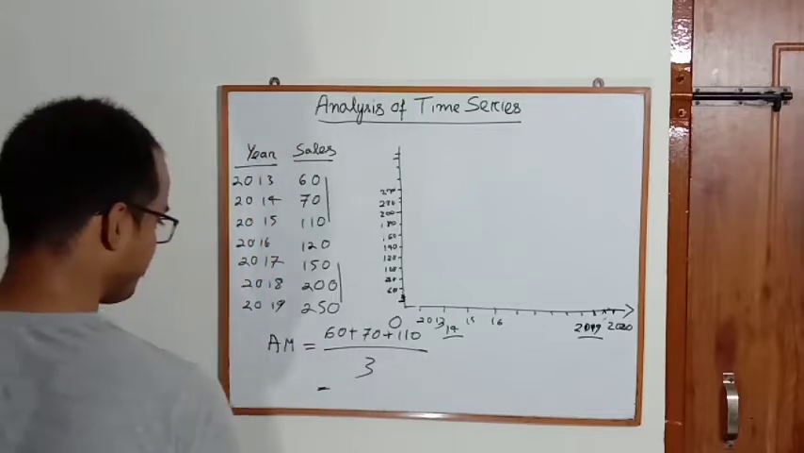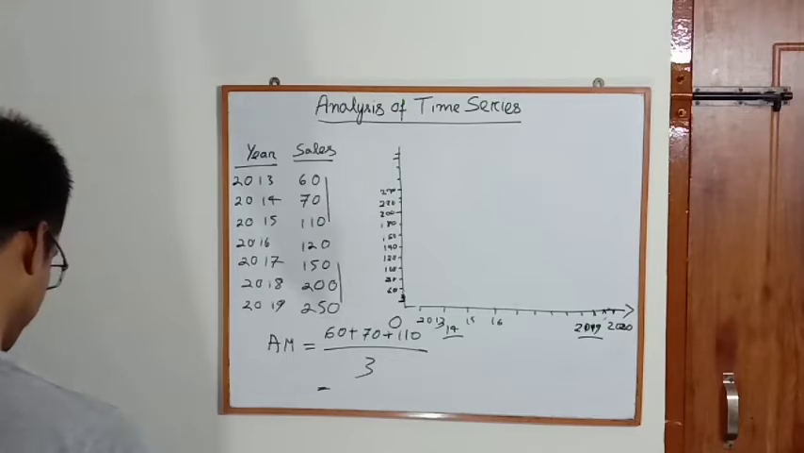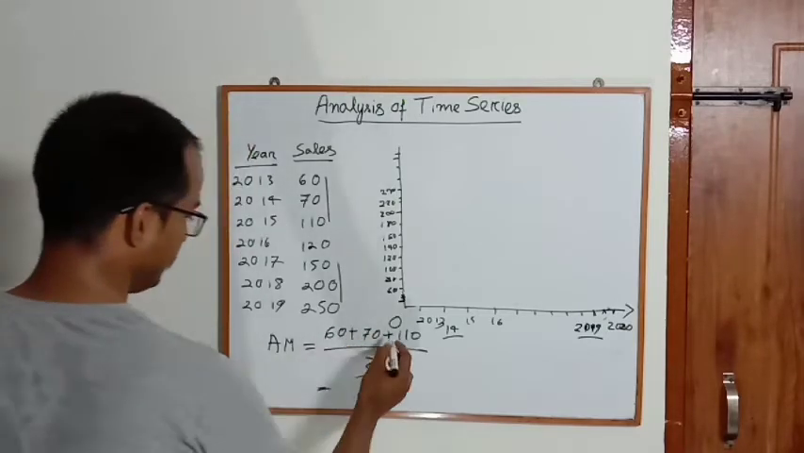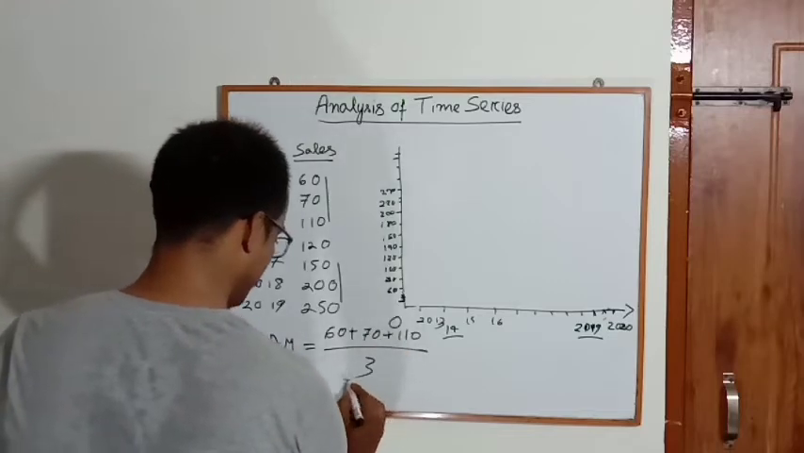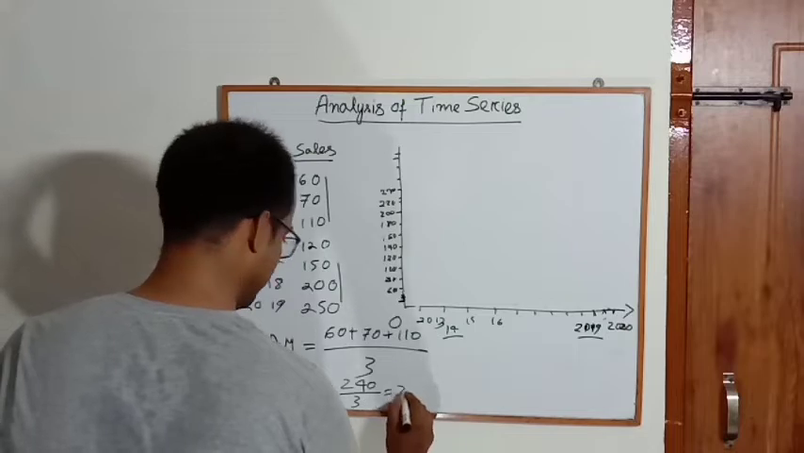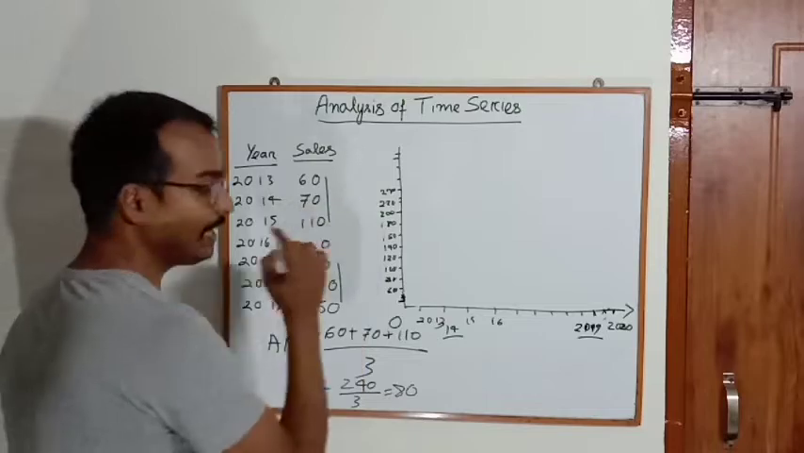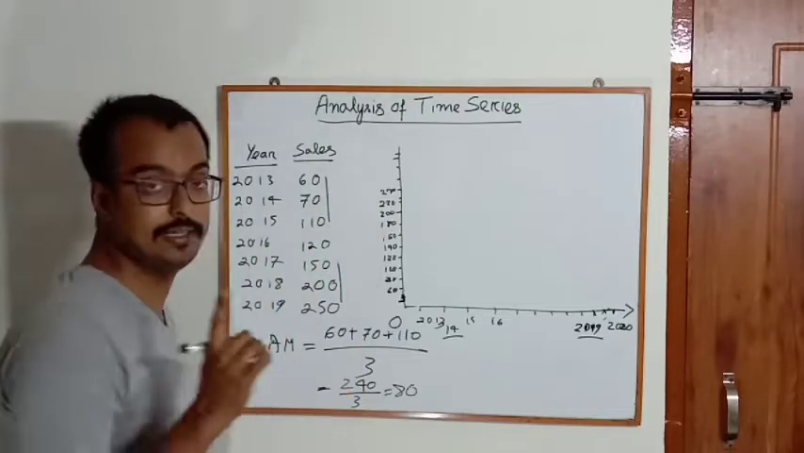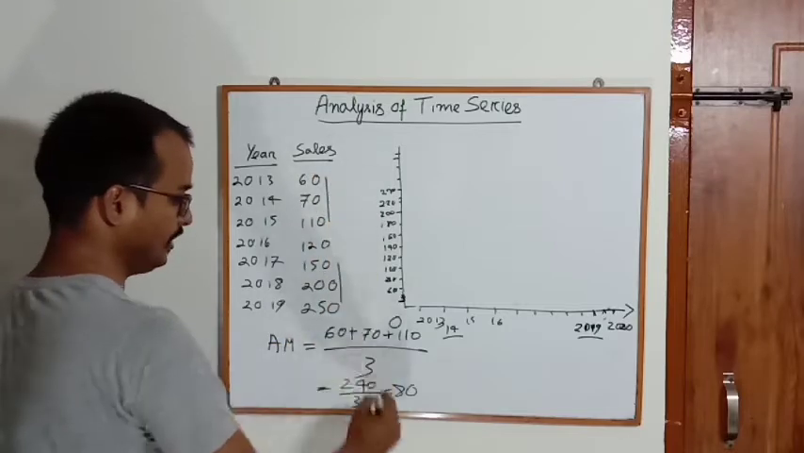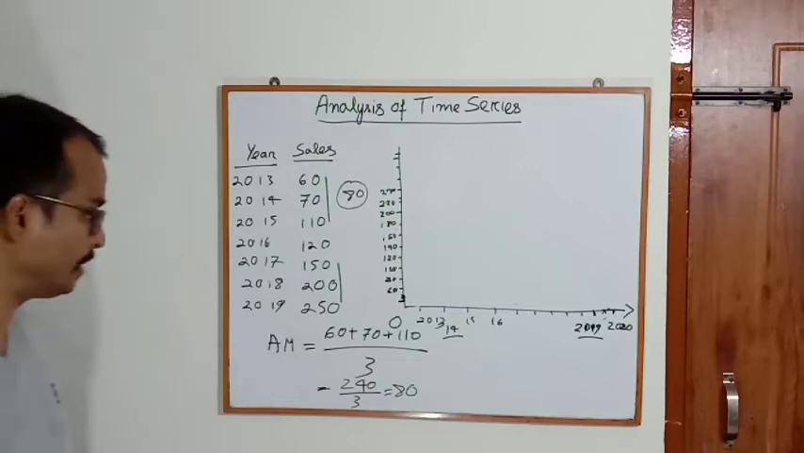It will be 60, 70, 130, 240. 240 by 3 and it's 80. So, this is the average. I said semi-average. So, it's an average of one part. This is 80. 80 is the average of this part.